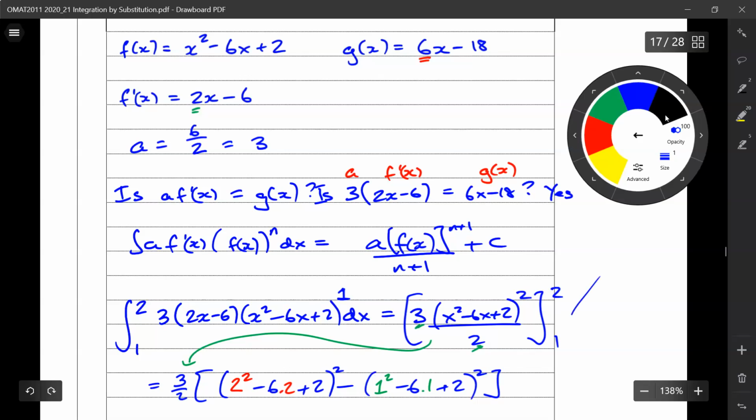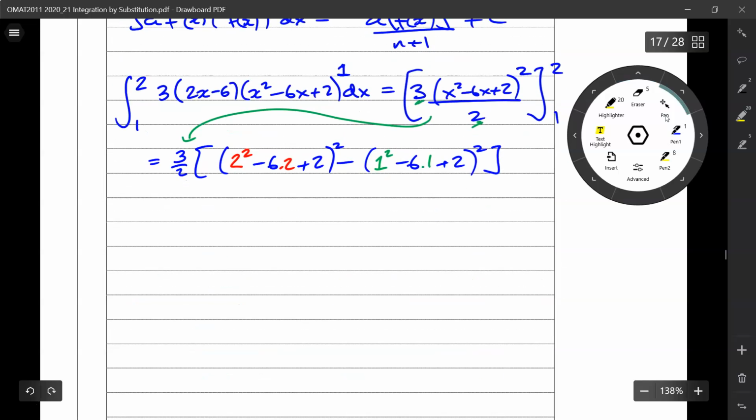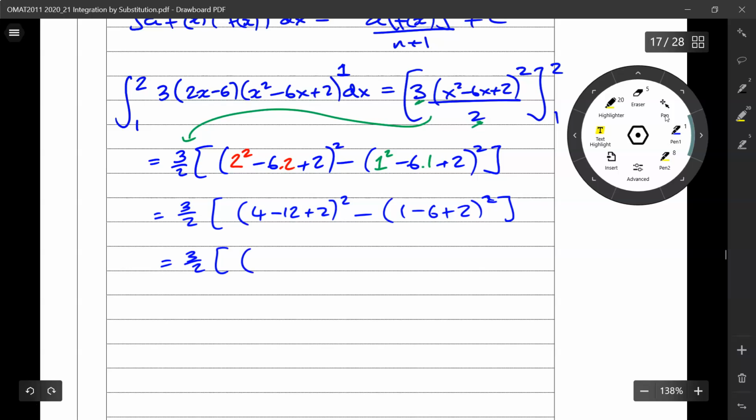So if I come along to evaluate these, that gives me 3 over 2 times 4 minus 12 plus 2, all squared, minus 1 minus 6 plus 2, squared. And if we go to the next line, that's 3 over 2. So 4 plus 2 is 6, minus 12 gives me minus 6, squared, minus, and this one is minus 3, isn't it? 1 minus 6 is minus 5, plus 2 is minus 3, to be squared.